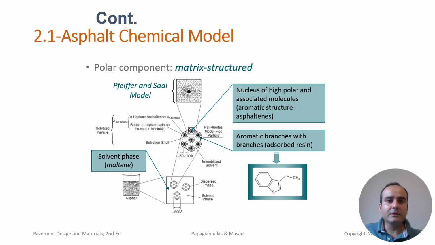An asphalt chemical model aims to explain and predict the behavior, properties, and performance of asphalt binders based on their chemical composition and reactions. Since asphalt is a complex mixture of various hydrocarbons and other organic molecules, understanding its chemical makeup helps improve its application in road construction, especially in terms of durability, resistance to aging, and environmental impact.